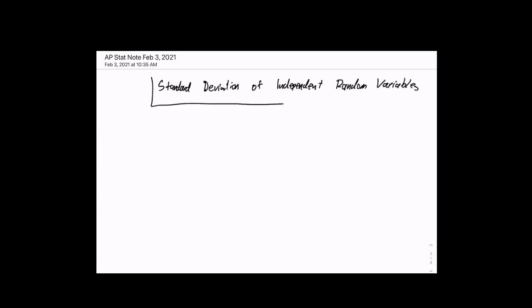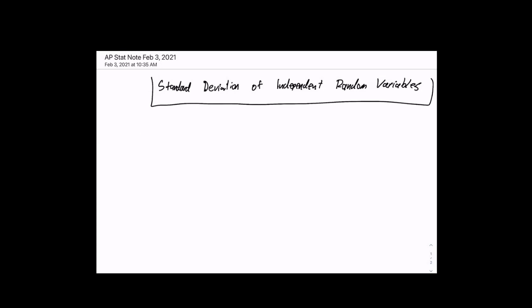Now, yesterday we talked about the expected value, the mean of independent random variables. So that was yesterday, and today we're going to talk once again about the standard deviation. So just as a reminder, you're going to see this idea around the variance of x.